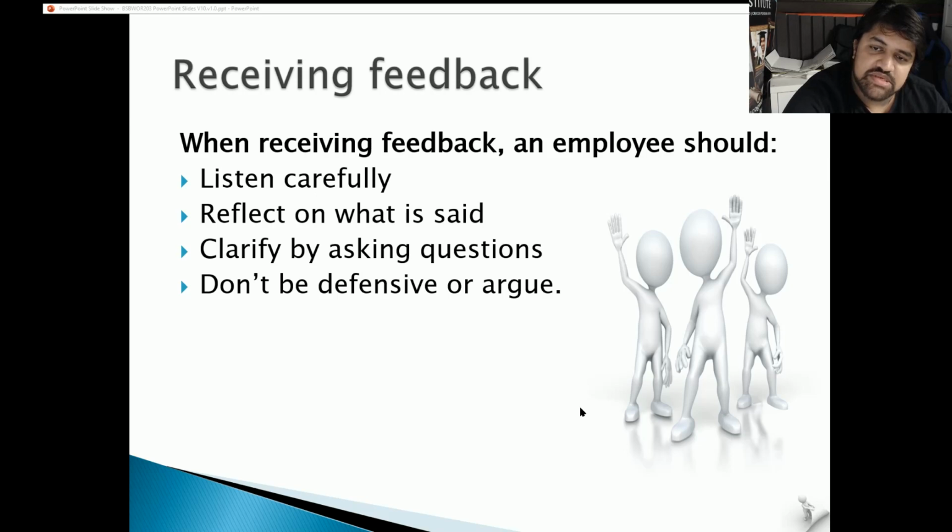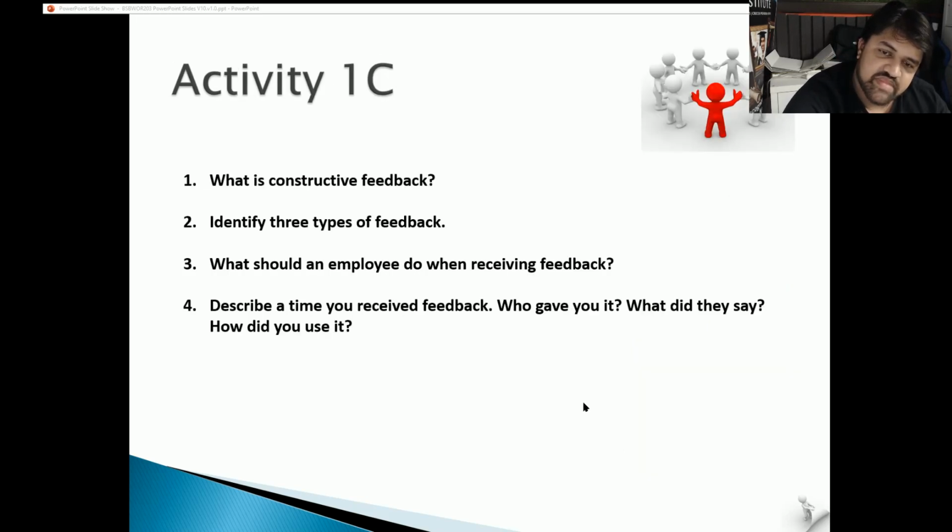Receiving feedback. When receiving feedback, an employee should listen carefully, reflect on what is said, clarify by asking questions, and not be defensive or argumentative to the supervisor or manager when giving the feedback. So what is constructive feedback? Constructive feedback is when they are giving you feedback, they are allowing you to build upon your current ability, and they are telling you how you can improve and what steps you can take to do so. If they're just saying, for example, you have done this task really badly, that is not constructive feedback.